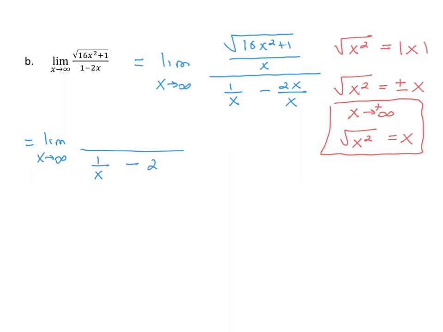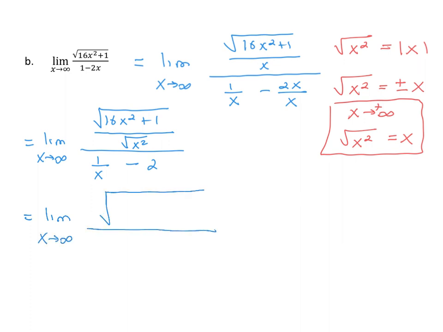All that being said, the numerator is now the square root of 16x squared plus 1, all divided by the square root of x squared, because x and the square root of x squared, in this case, are equivalent. But if you have a square root with fractions, you can re-express this as the limit as x goes to infinity of the square root of the entire fraction. So 16x squared plus 1 over x squared. This is the trick for getting the x squared into the square root, because now you can divide this into the two fractions.